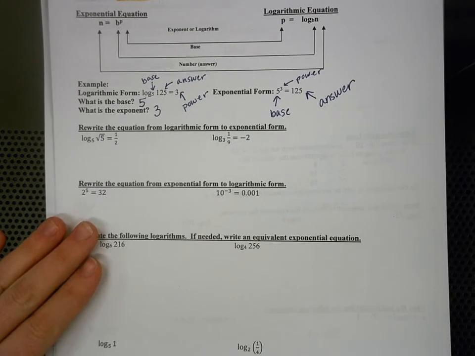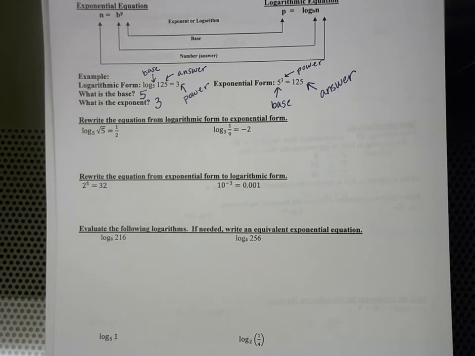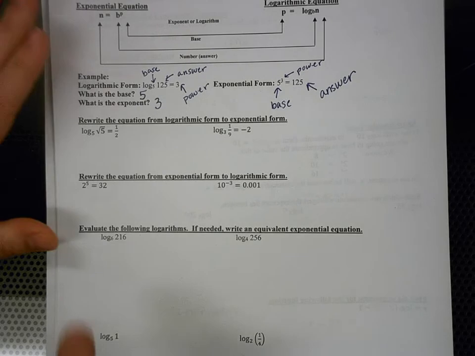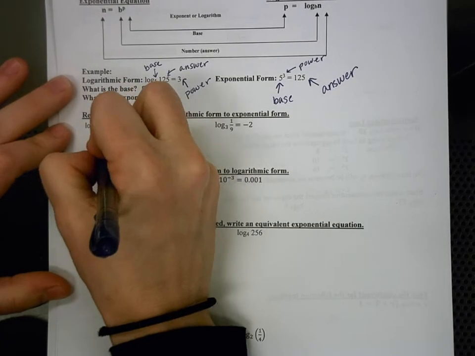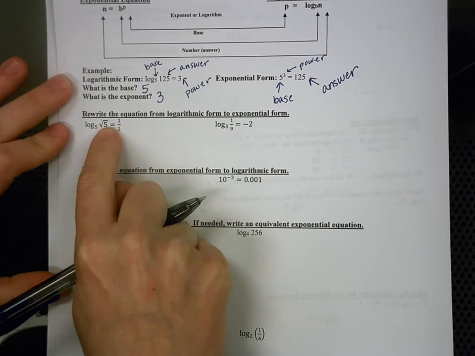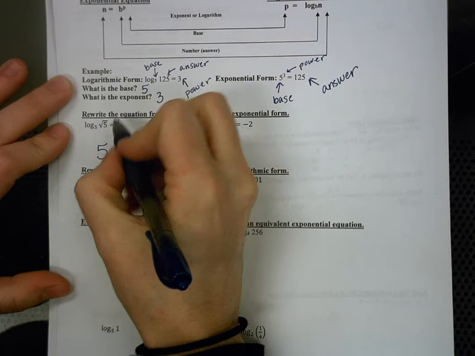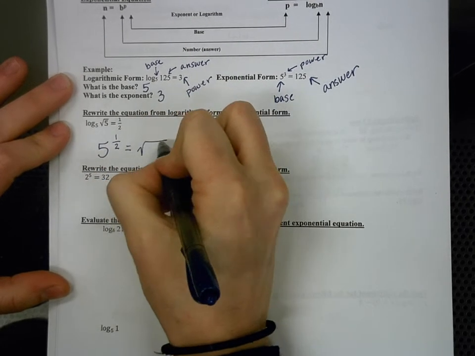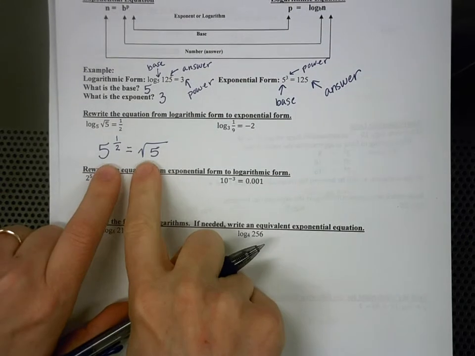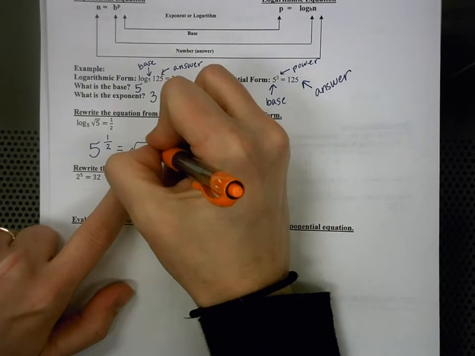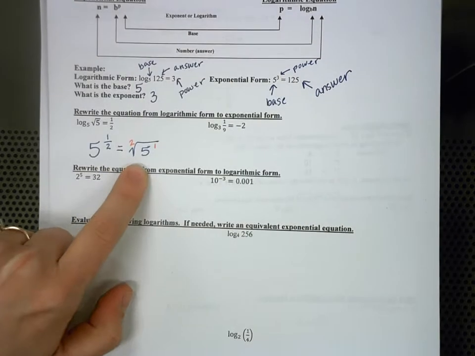So we're going to rewrite these logarithmic forms to exponential forms. So the base is 5, and we say, what power do we raise 5 to get the square root of 5? And it already gives us the answer, which is 1/2. So we raise 5 to the 1/2 power to get the square root of 5. And we know that because you can rewrite a square root as a 1/2 power, where your exponent here is 1, your index is a 2, and that's where the 1 and the 2 come from in the fraction.